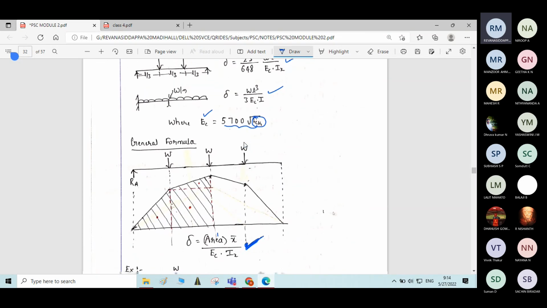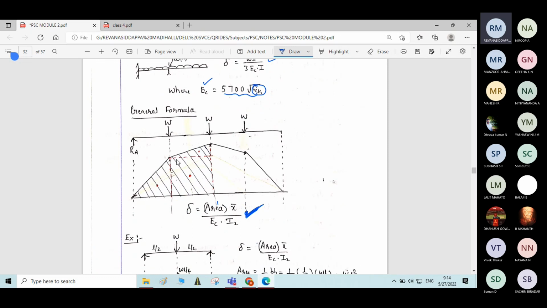What we will be doing is writing the bending moment diagram for the given loading condition. Then we will consider half of the portion of the bending moment diagram. Using the area of the BMD, we will find the expression for deflection by using this generalized formula: area into x bar divided by EC into IX. Area means the area of this shaded portion, half of the bending moment diagram, into x bar.